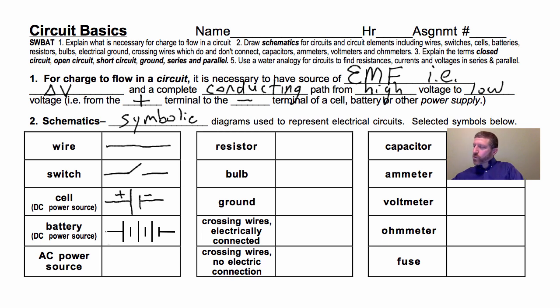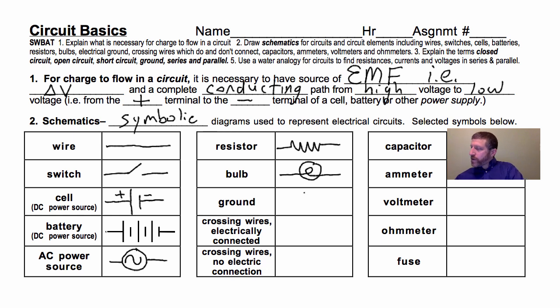An AC power source is drawn like this, with a little sine wave in there. AC stands for alternating current. We're not going to play too much with alternating current, but I thought you should know what that looks like. A resistor looks like this. A bulb, there are a lot of different ways to draw a bulb, but here's one of them. A little curly Q, which represents the filament, and a circle around it which represents the glass around the filament.